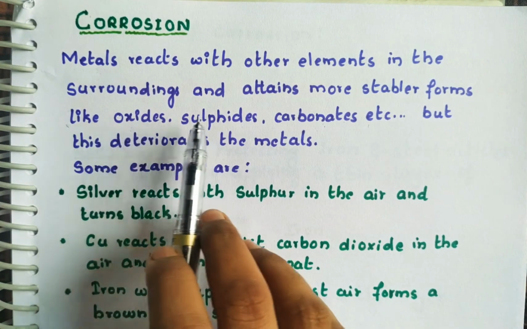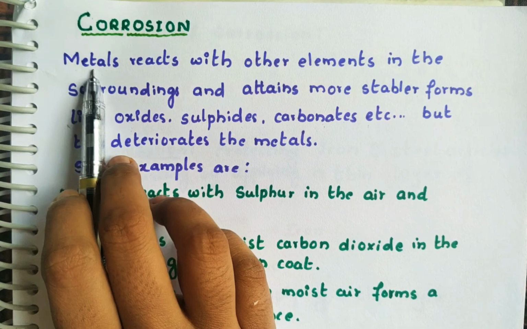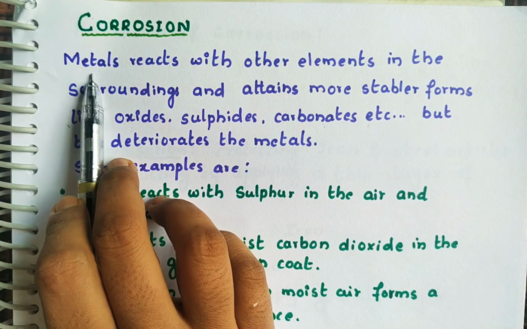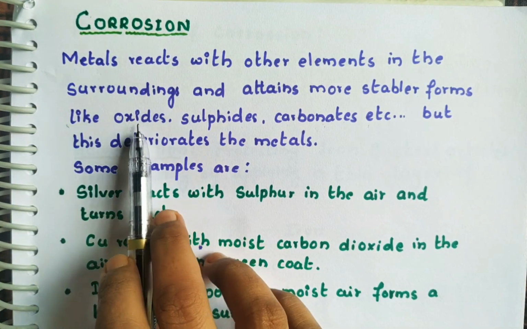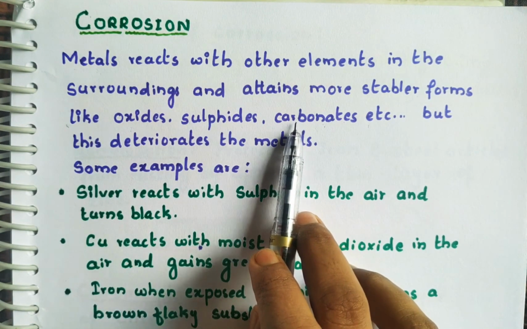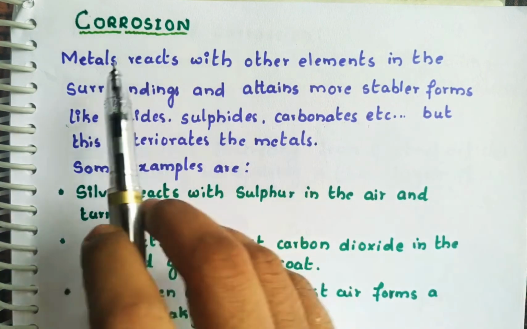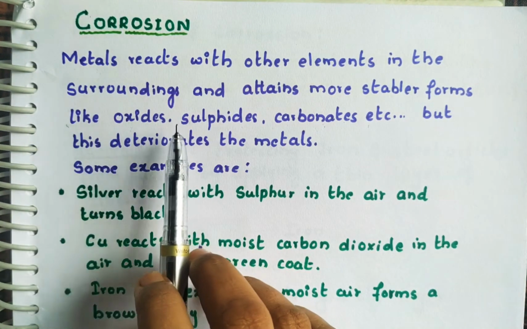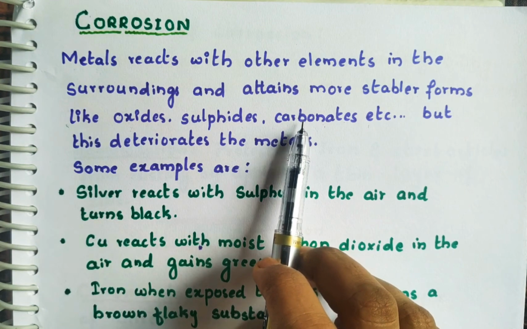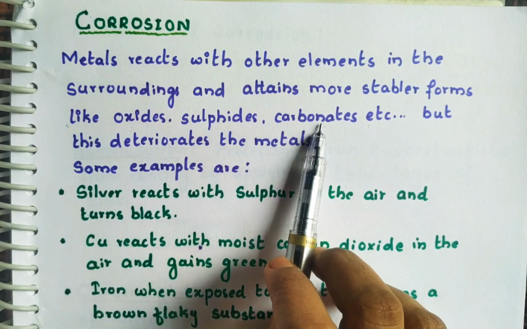See, these oxides, sulfides and carbonates are more stable compared to their pure forms. Pure metals are less stable when compared to their oxides, sulfides and carbonates. So they always tend to convert themselves into more stable forms. That's why they react with oxygen, sulfur, carbon dioxide, etc. and convert themselves into oxides, sulfides and carbonates.